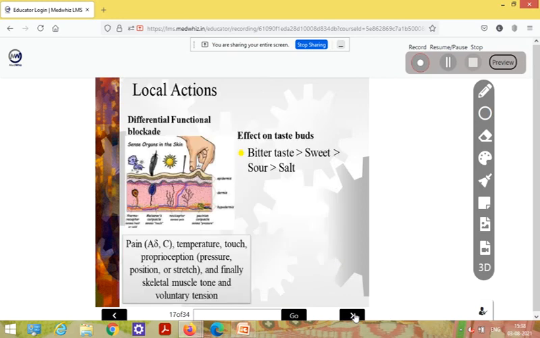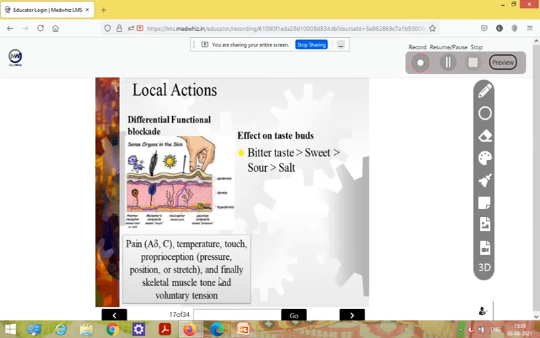So this is how local anesthetic effect progresses. And we also have what is called the differential functional blockade. Pain, which is carried by the A delta and the C fibers, is lost first, followed by temperature, then touch and pressure. And finally, it is the muscle tone and the voluntary tension which tend to get affected.